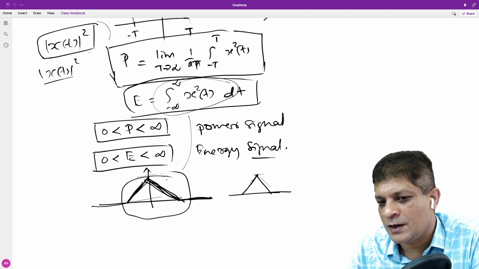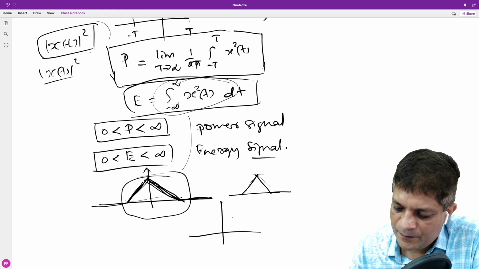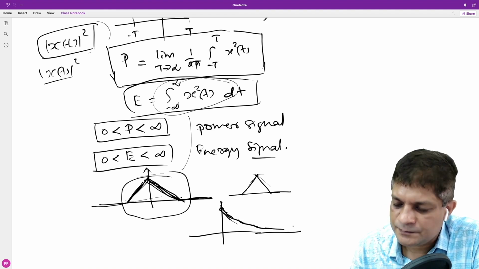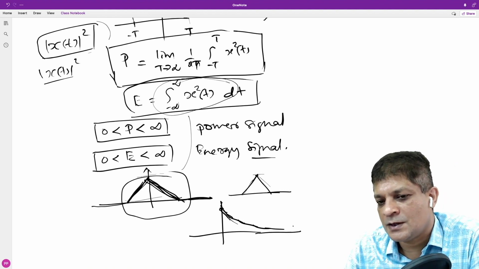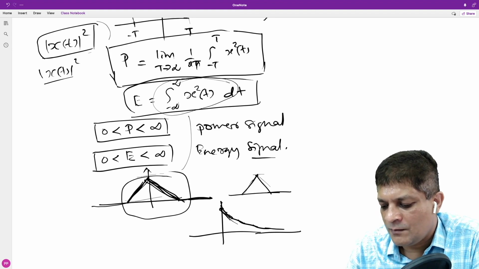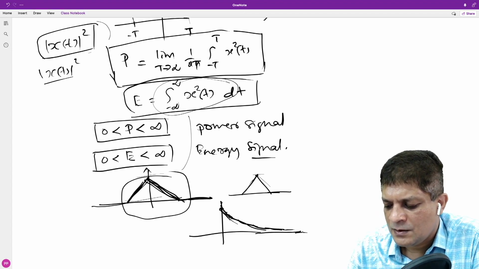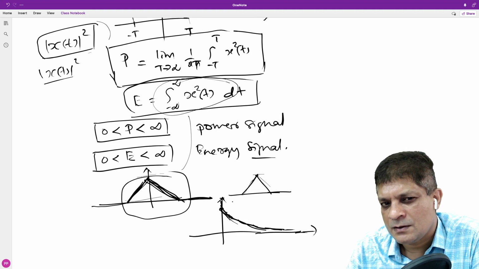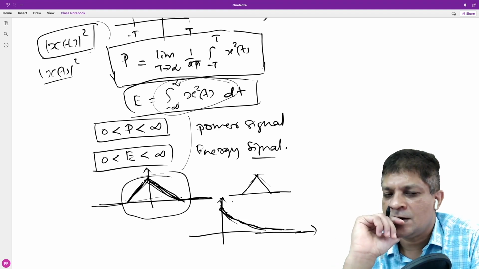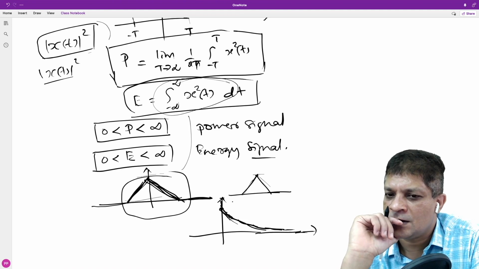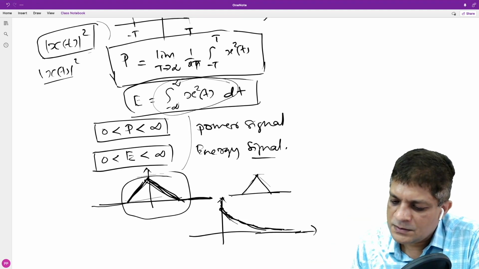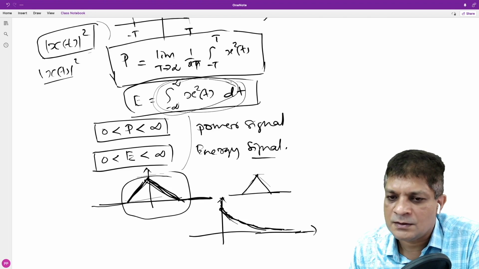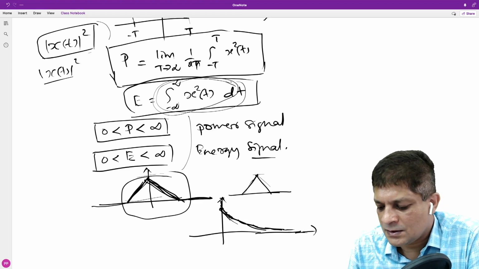Now, what about signals that are not finite duration? For example, an exponentially decaying signal, such as the discharging of a capacitor. Is it an energy signal? Is it a power signal? Sir, it is an energy signal. It is an energy signal because if you calculate this, that is finite.